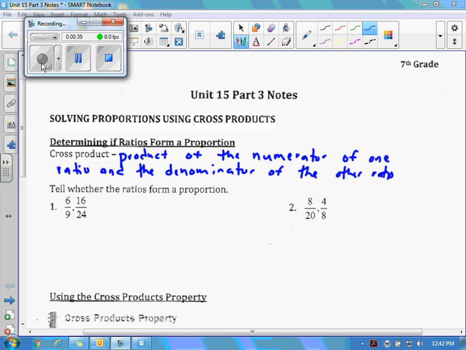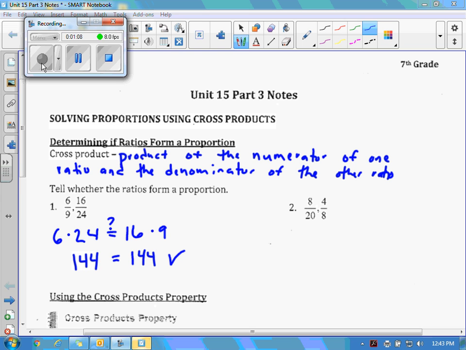That means I'm going to do 6 times 24. That's the numerator of the first one times the denominator of the second one. And I'm going to put an equal sign with a question mark, because I'm trying to decide if that's equal to 16 times 9, which is the numerator of the second one times the denominator of the first one. 6 times 24 is 144. 16 times 9 is 144. So yes, these do form a proportion.